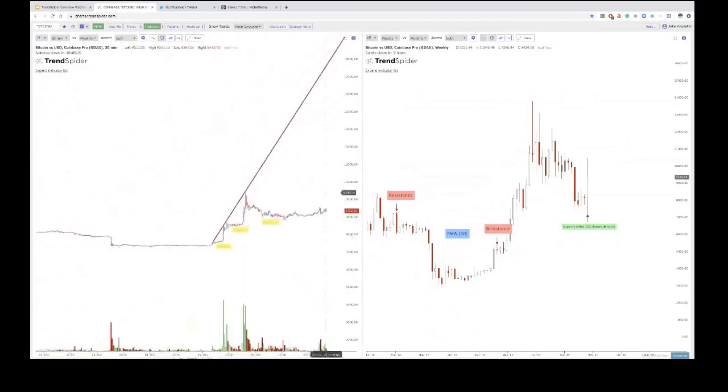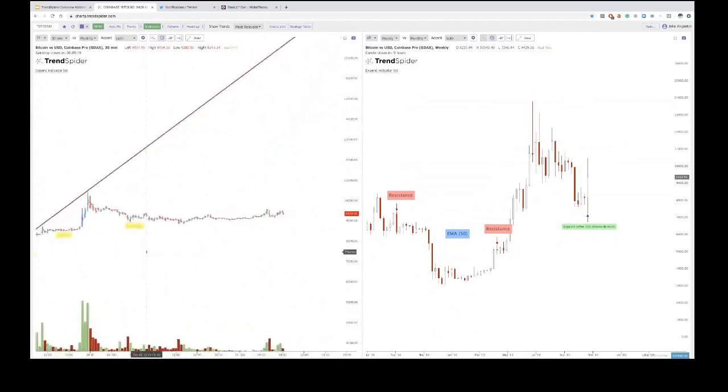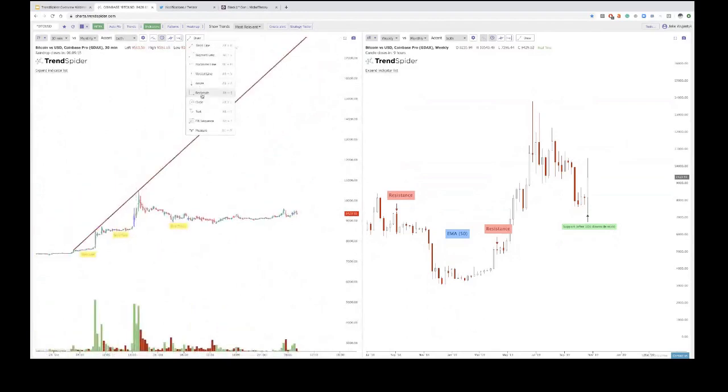There's a base forming. You can also see, look at all of these big blocks of volume, and then you can see where they're holding. They're all holding up here. So there's a lot of support here because look at all of these people that bought Bitcoin. That's holding it.